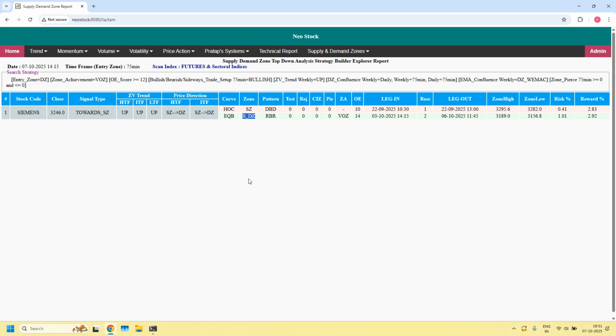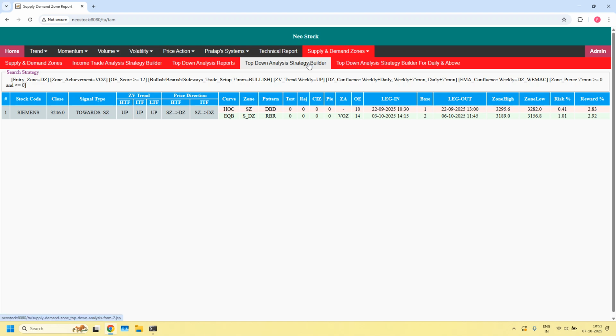That way, this 75 minutes demand zone might be having more high probability to get success, provided less than 20 checklist items are satisfied. Otherwise, higher chances of zone violation. So this is bullish trade setup.